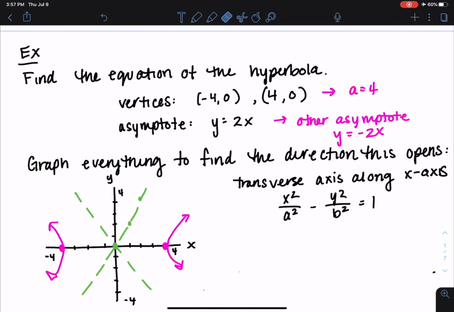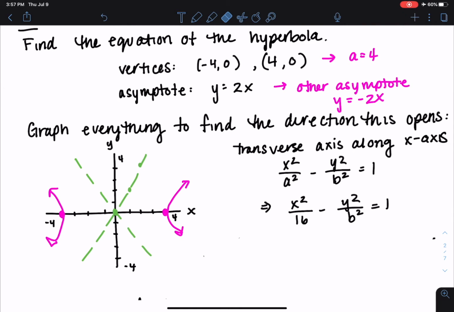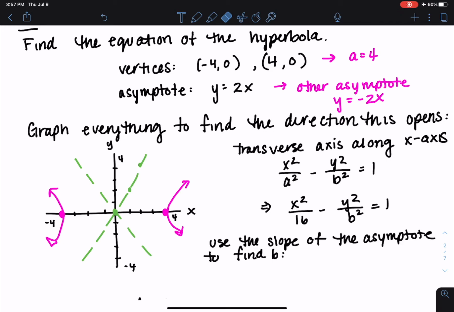So I know that a is equal to 4. So in this equation, I can put a little bit of the information that a is equal to 4, the value under x is going to be 4 squared. But I don't know exactly what's going underneath b, or underneath y. So what I can do is I still have that second piece of information that I haven't used to come up with this equation. So we're going to use the slope of that asymptote to figure out the value of b. So this is going to be what's underneath y divided by what's underneath x, just like our typical slope.